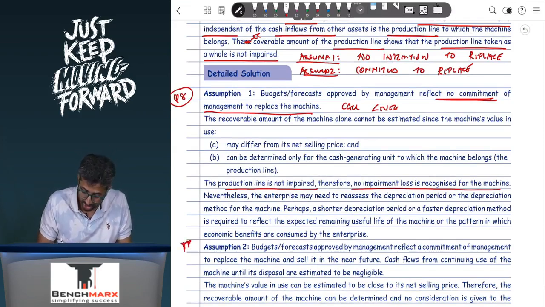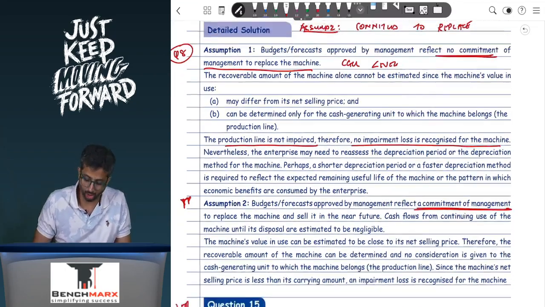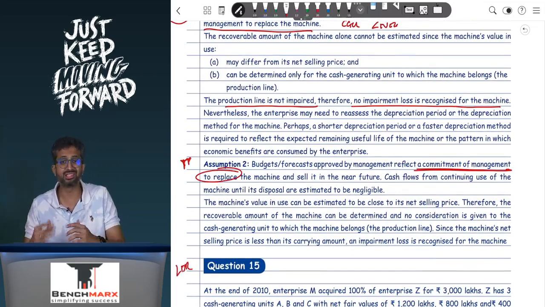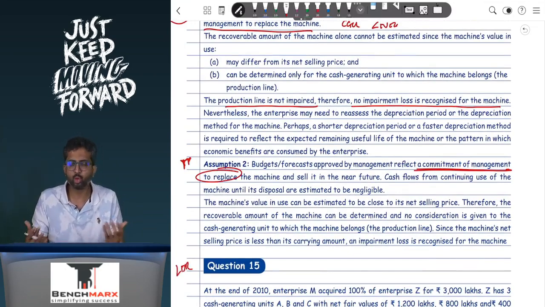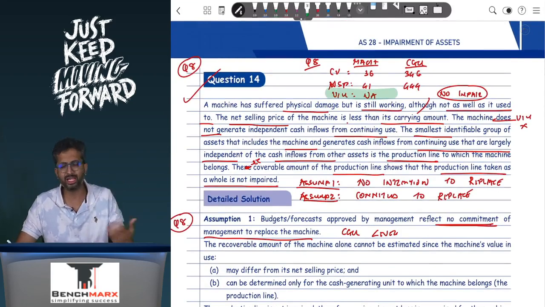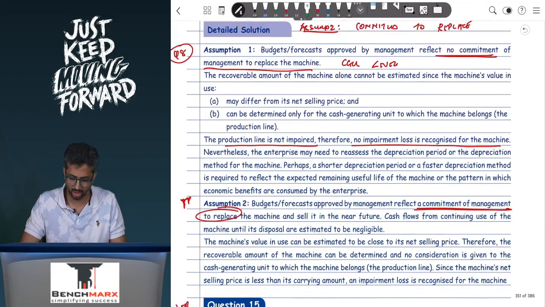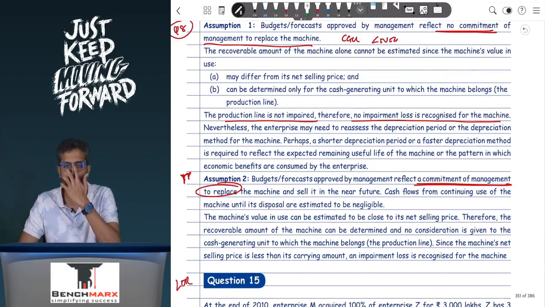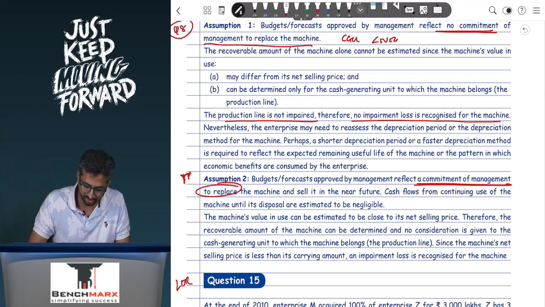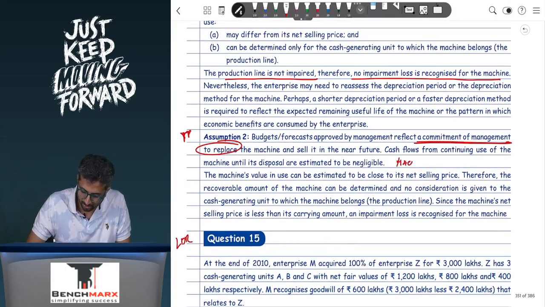Assumption 2 is the new part. Budgets or forecasts approved by the management show a commitment of the management to replace the machine. If the management wants to replace the machine, then that implicitly means that the management is not intending to use the machine. If they don't intend to use the machine, then it is not that the value in use is not determinable. The value in use will be nil, or in that case negligible. I'm not going to use it, I'm going to sell it. And if I'm going to sell it, then my machine will recover the net selling price only. So in this case, you can do the impairment testing for the machine itself.